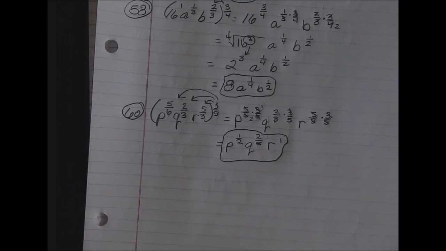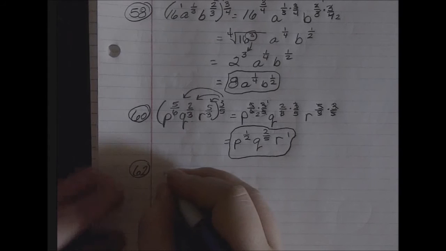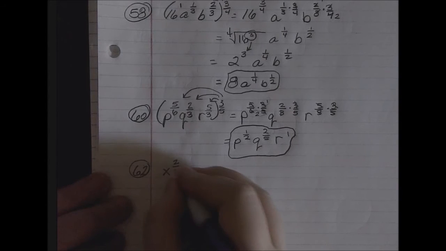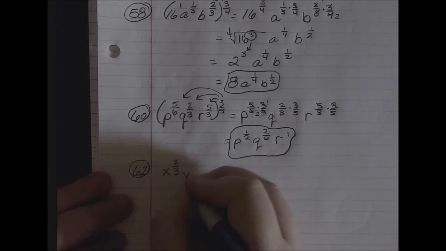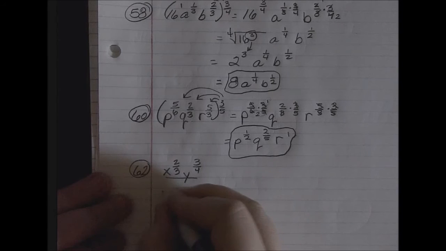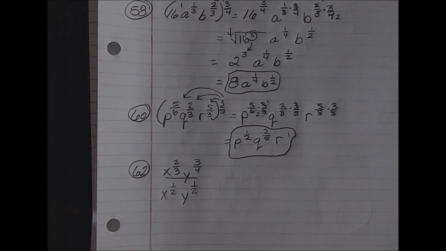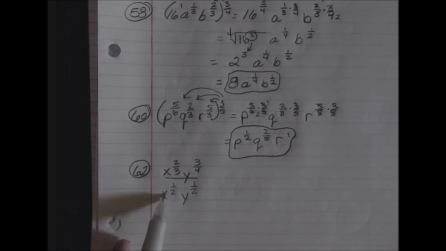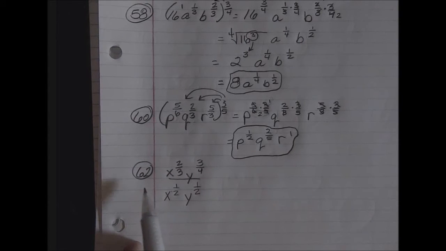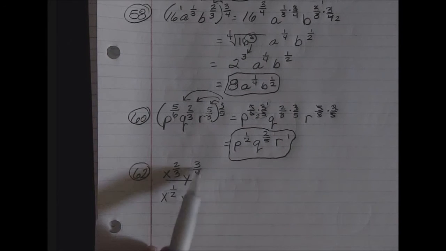Now number 62. We're going to have to take one step at a time. I've got x to the 2/3, y to the 3/4 over x to the 1/2, y to the 1/2. So on this problem, when you divide your bases, you're supposed to subtract your exponents, just like we talked about on numbers 40, 42, and 44 in this lesson. But the difference is that we've got to worry about our x's on one part of the problem and our y's on another part of the problem.